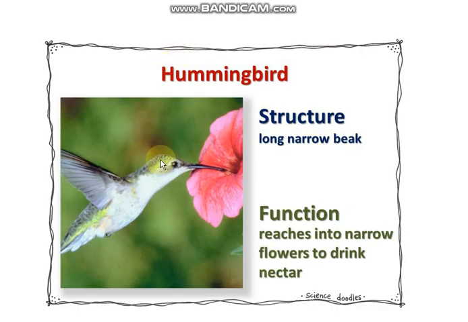Now this is a beautiful diagram that I've taken from the net. The diagram is of a hummingbird. You can see the structure is a very narrow beak. Why is it a narrow beak? Because its function is to reach into the narrow flowers to drink the nectar. So you saw that it has a specialized structure that is linked to a specialized function, and this is what is called structure to function adaptation.